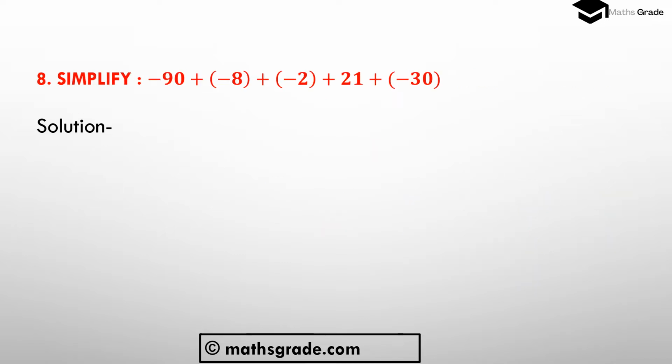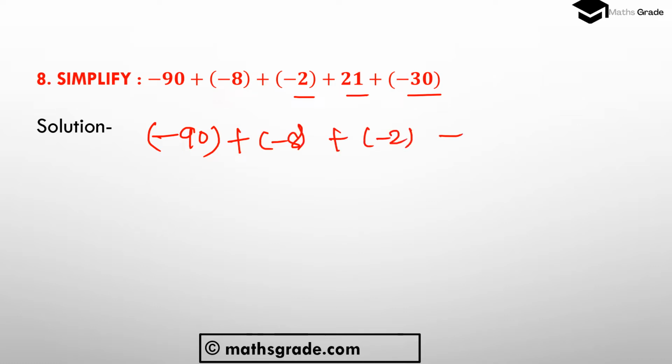Now question number 8. Simplify: minus 90 plus minus 8 minus 2 plus 21 plus minus 30. First we add all the negative integers. First arrange the negative integers on one side: minus 90, then minus 8, minus 2 and minus 30. 21 is the only positive integer.